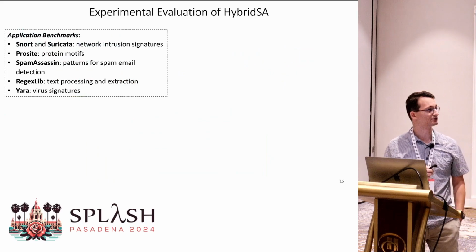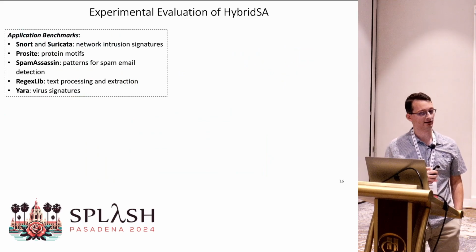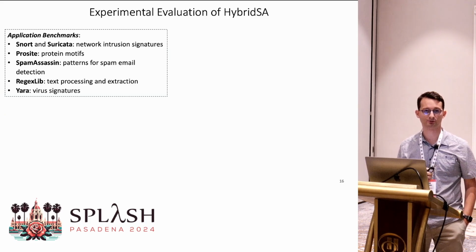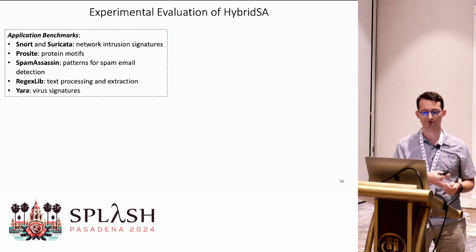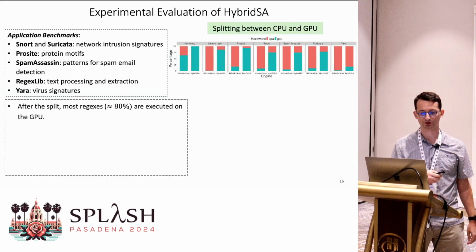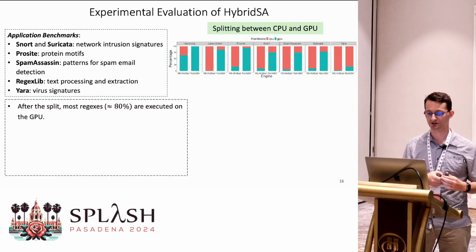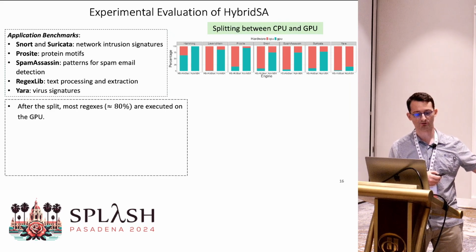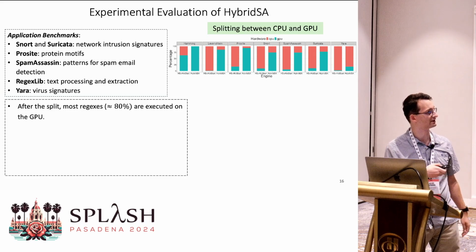Now, I would like to present the experimental results that we have for HybridSA. We have considered many application benchmarks, ranging from virus signatures to bioinformatics with protein motifs. First, what we observe is that using our strategy, most of the regexes for the split are executed on the GPU, about 80% of them for most of the datasets.